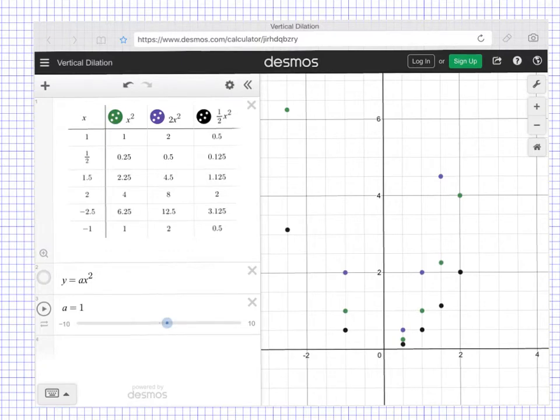First of all, you'll notice that on this Desmos graph I have a table of values. I have all of my x values here, and I have different rules. This one is just a standard x squared, this one is 2x squared, and this one is a half x squared. You'll notice that there's nothing added or subtracted at the end here, which means that the turning point is at 0, 0.